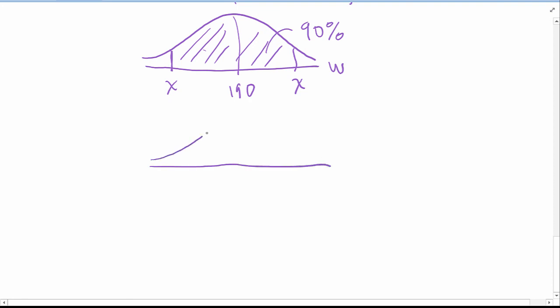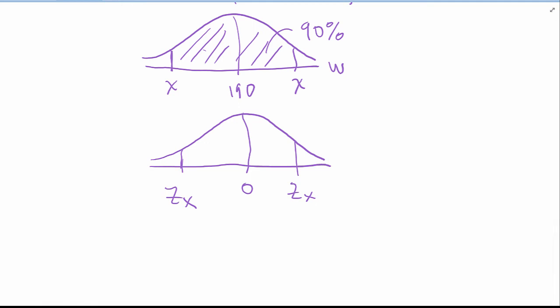So if we standardize, the 190 will go to 0. This upper value will go to the z-score of that value, and this lower value will go to the z-score of that lower value. And those values are the same. The difference is that this is positive and this is negative because we're doing this symmetrically. So one way that we can do this is to find the z value that corresponds to this area in the negative table, because it's a tail.